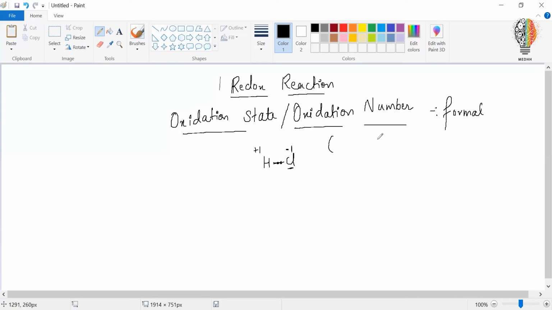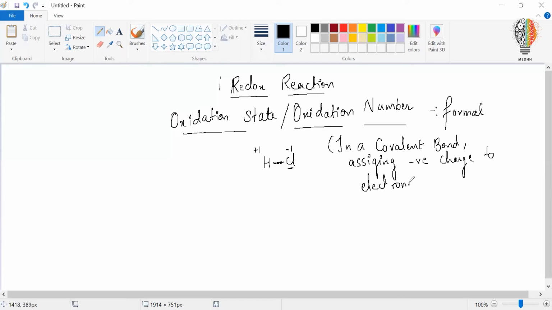So you can write the definition also: in a covalent bond, assigning a negative charge to the electronegative element, based on their electronegativity.